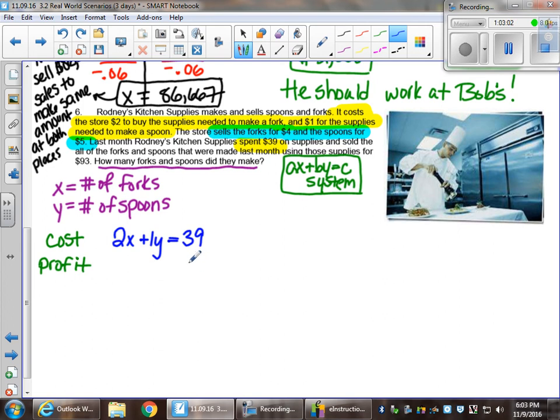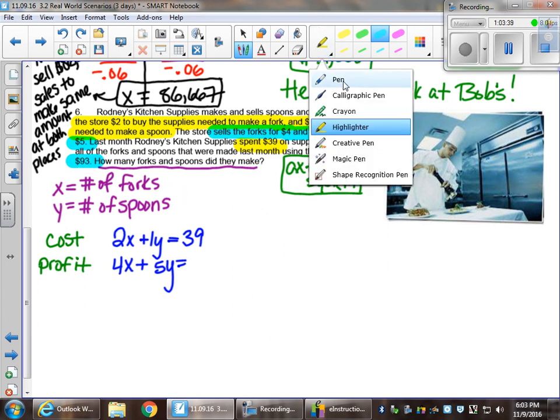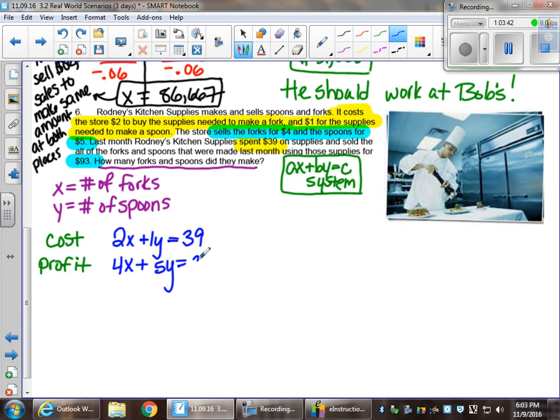How about profit? Let's go back and what was in our second color with what they sell. Store sells the forks. Forks is x. For $4, so 4x, they make $4 per fork plus, how about the spoons? They make $5 per spoon, so plus 5y. And do we have total profit? Keep reading. Anybody see it? Nope, that's the cost. So, check it out. Sold all of the forks and spoons that were made last month for $93. There's my total profit. So we're going to set this equal to 93.